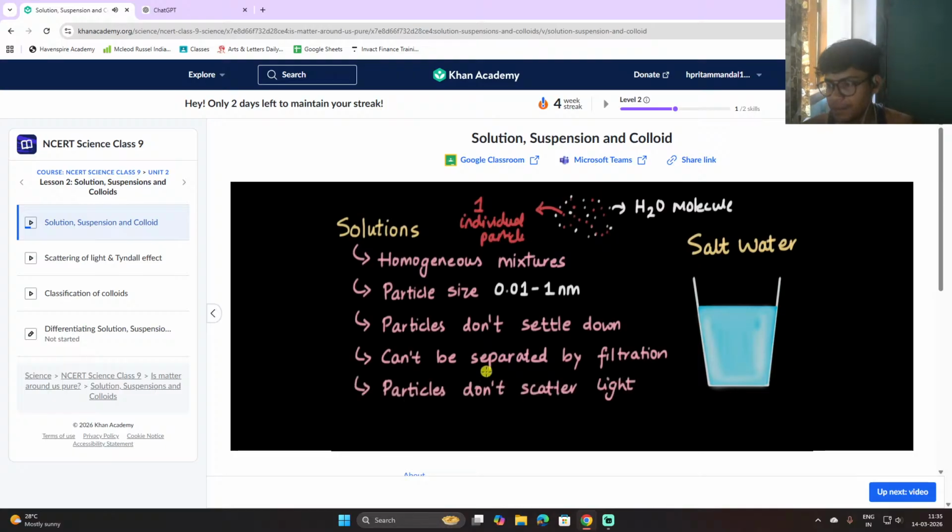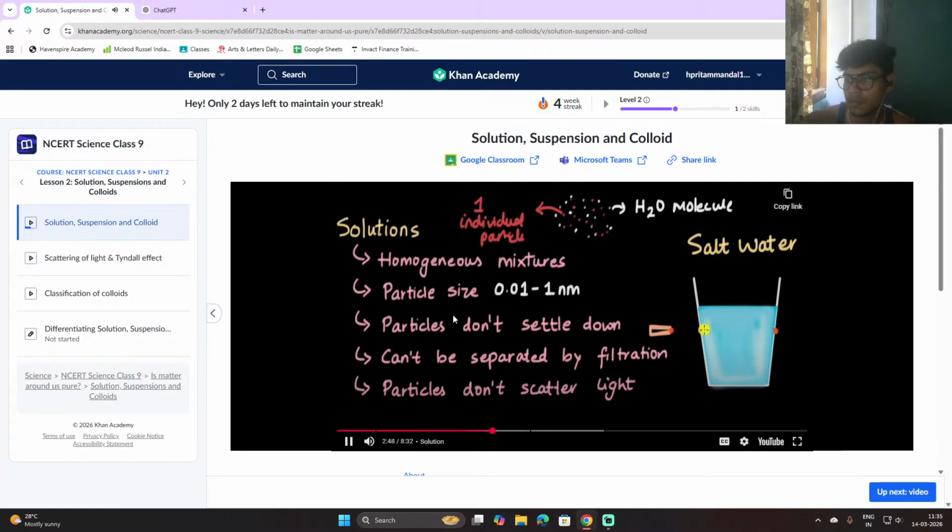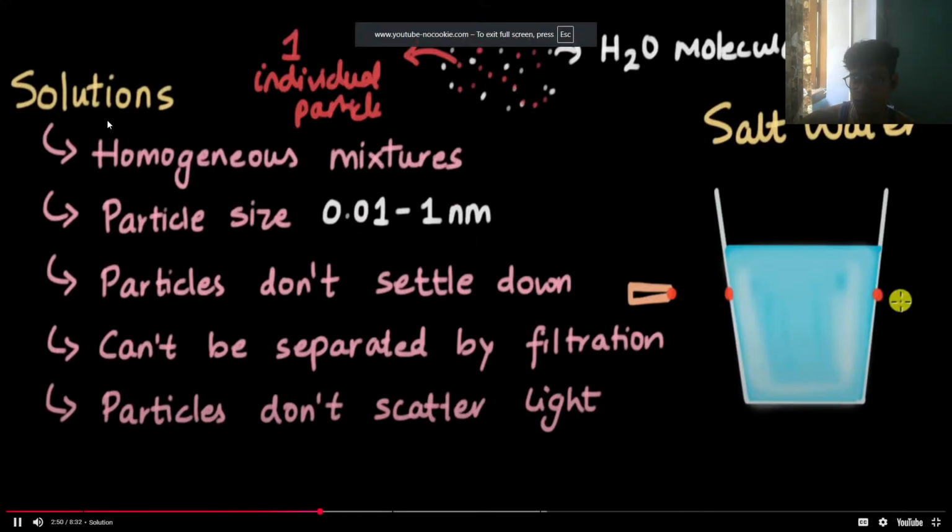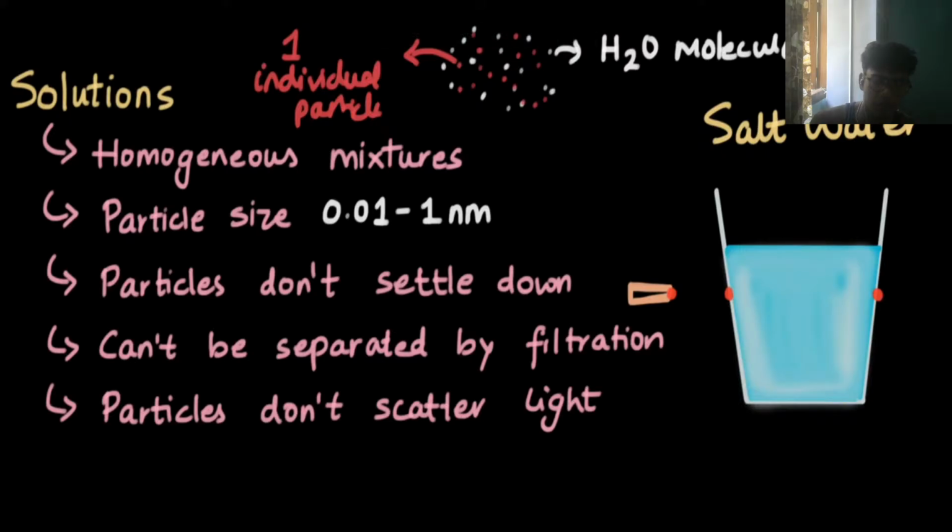One more characteristic is that the particles don't scatter light. What does this mean? Let's say we have a laser and we strike the laser onto this glass full of salt water solution. You will see the laser light striking the glass at this point, and you will see it coming out from this point, but you will not see the path of the light inside the salt water solution. And that is what it means when we say that particles don't scatter light. You will learn about this in detail in other videos.